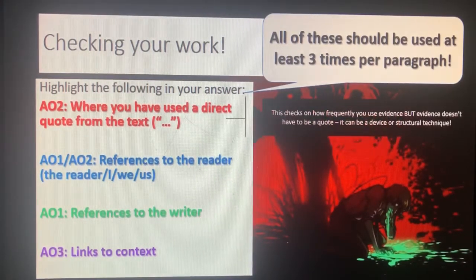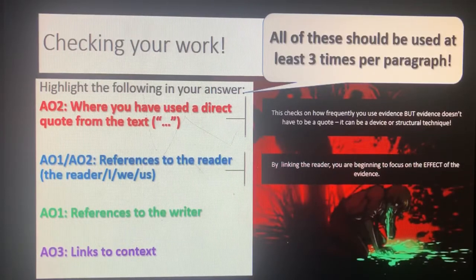Well, looking for quotes checks how frequently you use your evidence. But evidence doesn't have to always be a quote. It can be a device or a structural technique, or at its absolute worst, just something really important that happens in the book.